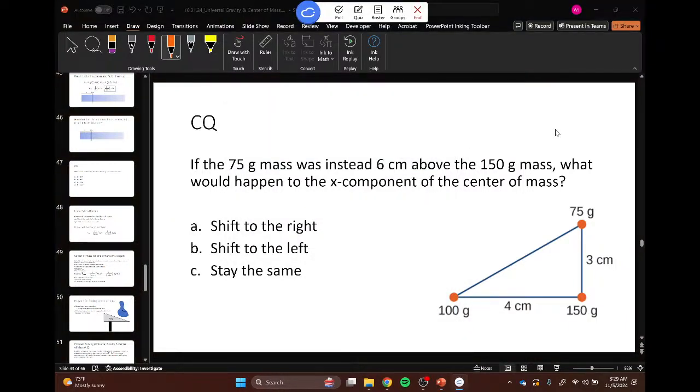All right, this is the same problem as last time. The same problem, but be careful. It says if the 75 kilogram mass was instead 6 centimeters above the 150 gram mass, what would happen to the x component of the center of mass? Draw a picture if you need to. Draw the original, draw the final. How would the x component of the center of mass change? Would it shift to the right? Would it shift to the left? Or would it stay the same?